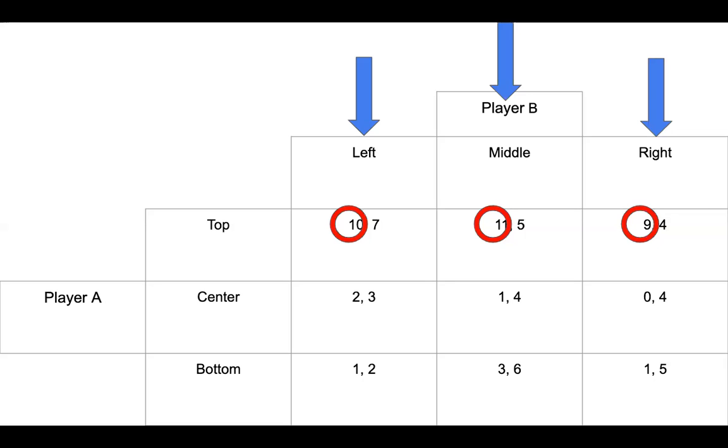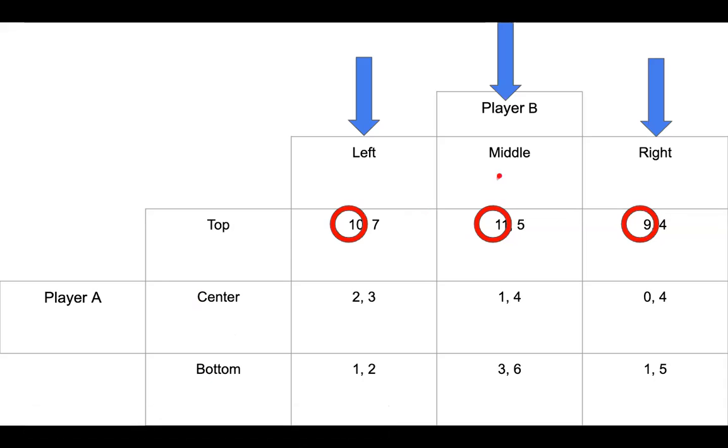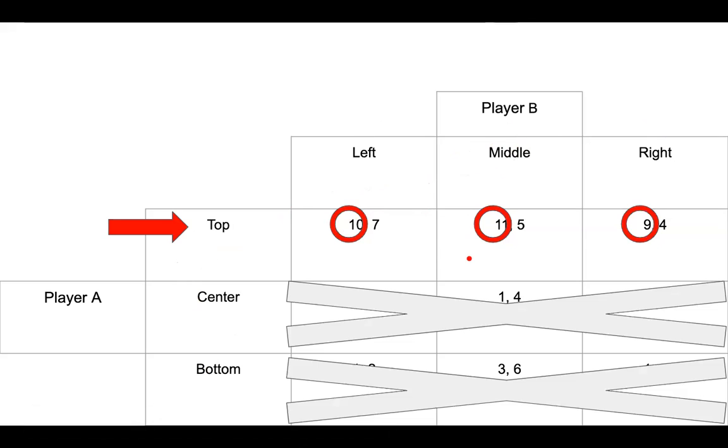All right, so clearly player A is never going to choose center or bottom. So now let's step into the shoes of player B. Player B has run the exact same thought experiment and notices that player A, no matter what they choose, is going to go top. So they can just completely negate those two. They're just gone. Pretend they don't exist. Because player A is always going to choose top, right?